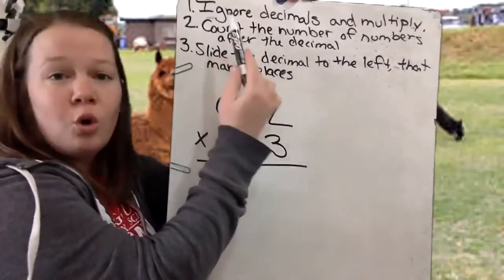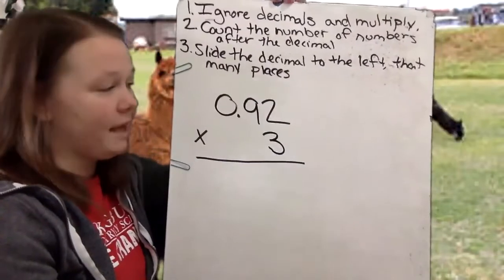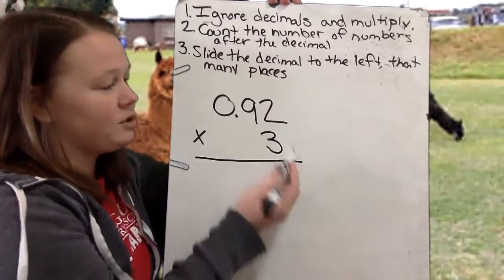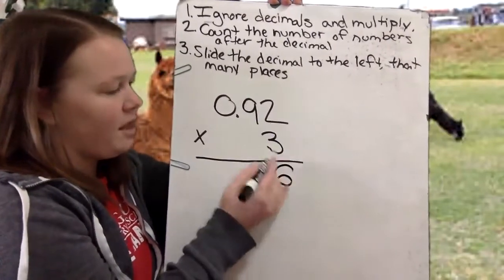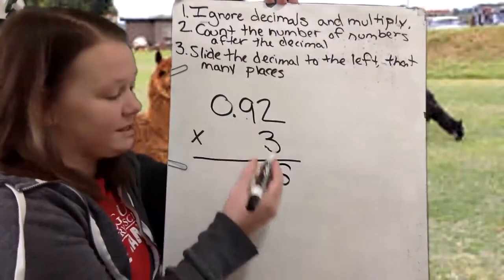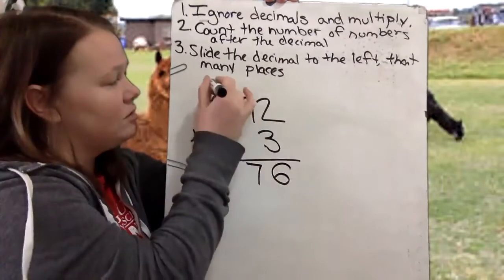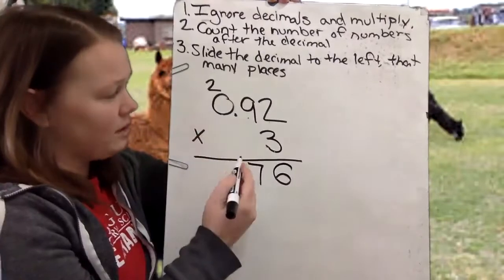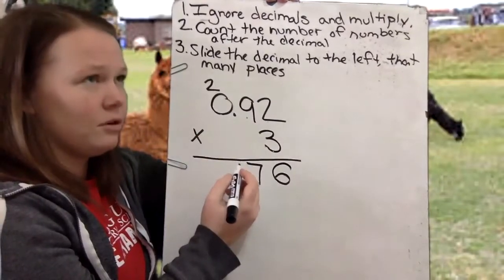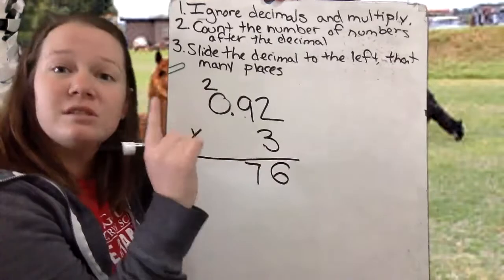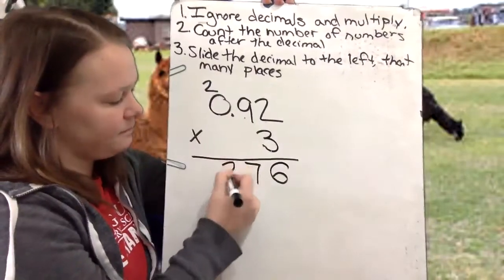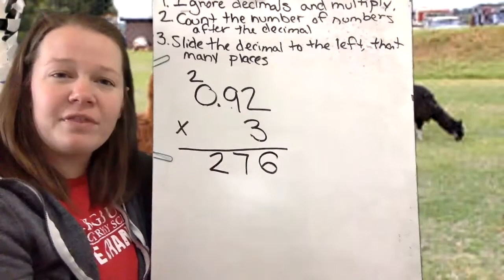So what we're going to do is ignore the decimal and just multiply, pretend it's not there. So we're going to use the standard algorithm this time. We're going to do 3 times 2, which is 6. Then 3 times 9, which is 27. So remember, 7 goes down, 2 goes up. And then 3 times 0 is 3 plus 2. I said that right. 3 times 0. Nope. 3 times 0 is 0 plus 2 is 2. There we go. Okay, so we pretended the decimal's not there and we multiplied.